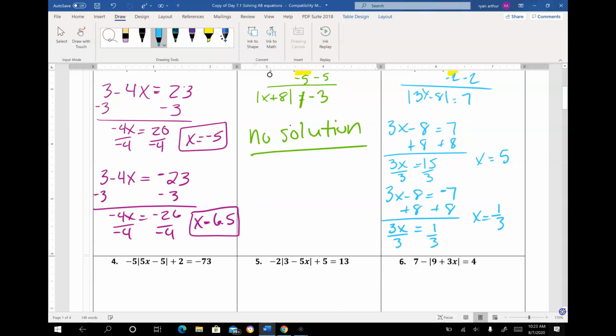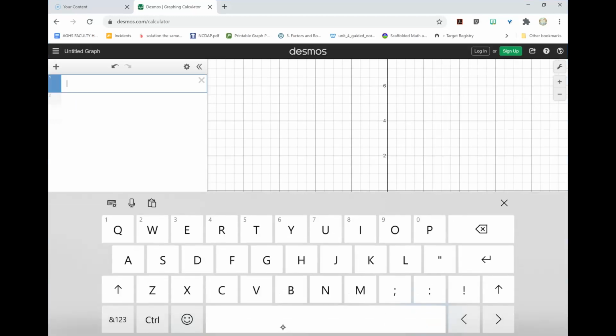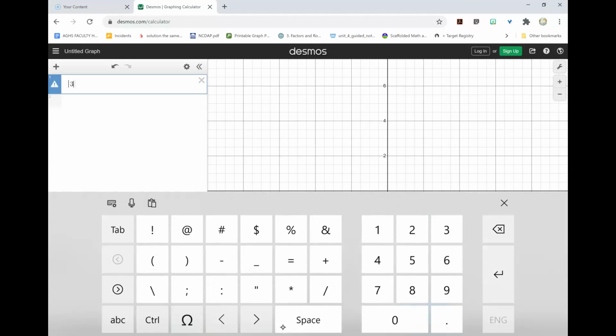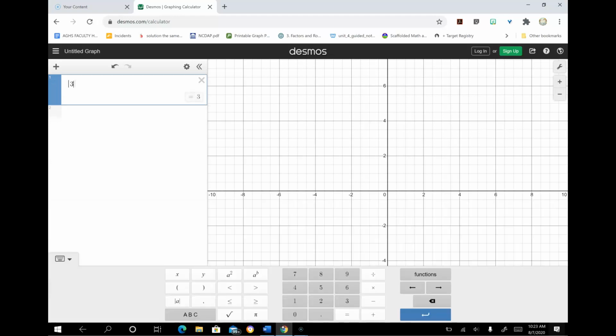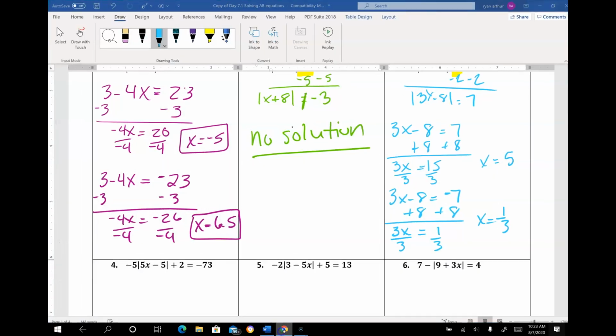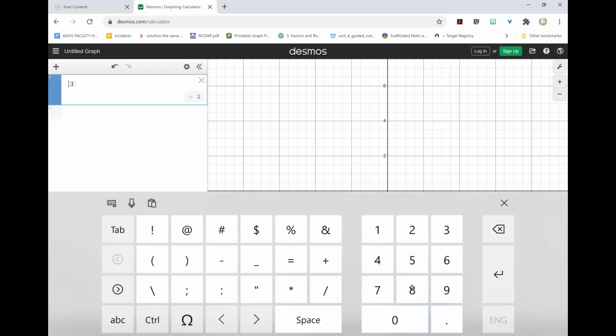All right, so it's 3x minus 8. Okay, so we're going to do the absolute value of 3. I forgot. It is 3x minus 8, and that's a 5. So we're going to say times 5 minus 8. I do believe that's right.